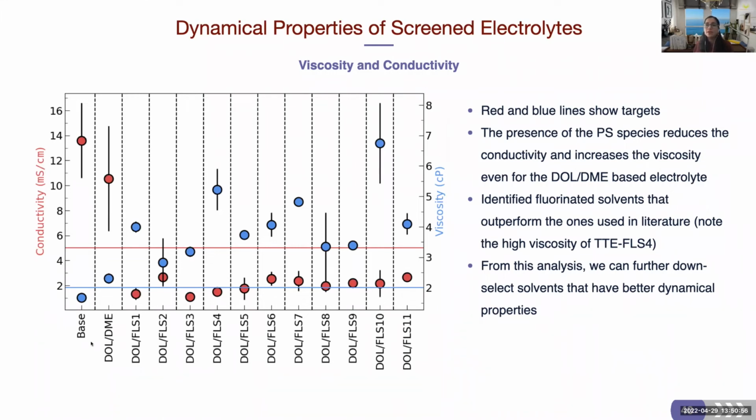we are looking at here. But if we still just compare the proposed solvents, we found that most of the solvents that we are proposing have lower viscosity compared to FLS4, which is the most commonly used fluorinated solvent in the literature, and many of these solvents have better conductivity compared to FLS4. So we're definitely able to find solvents which perform better than the ones reported in the literature. Based on these results and some other calculations, we down selected 2 solvents, which our experimental collaborators at Purdue and PNNL are testing in an actual battery system.